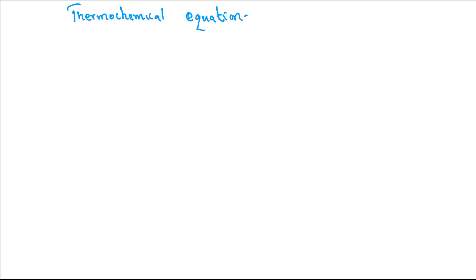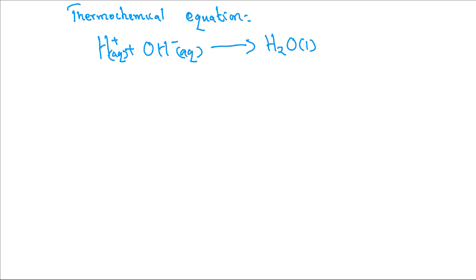Let's look at the thermochemical equation. The thermochemical equation will be as follows: hydrogen ions from the acid reacting with the hydroxyl ions from the base to form water. Remember, this is neutralization. Delta H is negative 54.6 kilojoule per mole.